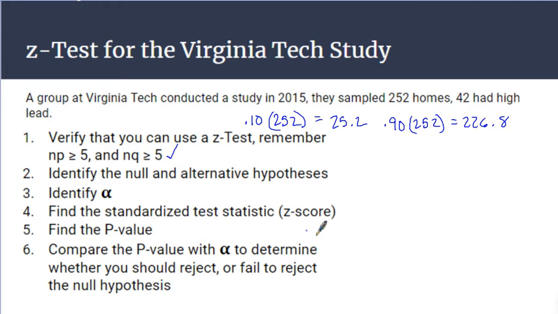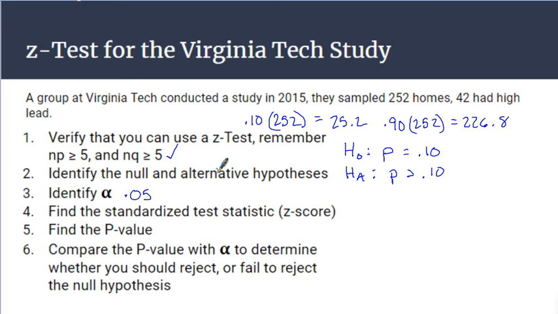Okay, identify the null and alternative hypotheses. We've talked about this in our first lesson. So our null hypothesis is that the proportion is equal to 0.10, 10% of the homes. And then our alternative hypothesis, what we're trying to prove, is that it's actually greater than 10% and the water is unsafe. Alpha is going to be given to you in the problem; since they didn't list it here, I'm going to say we're going to use 0.05 as our alpha value.